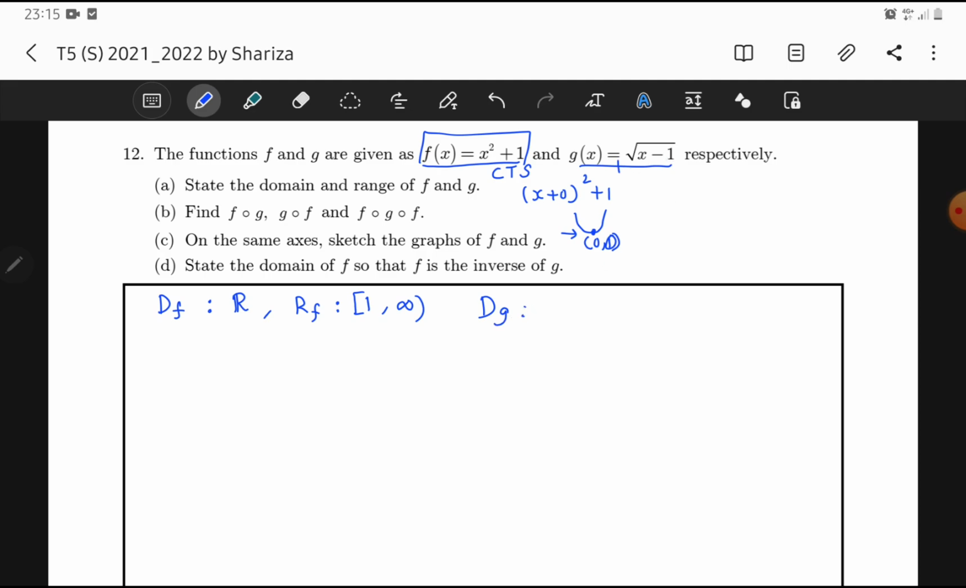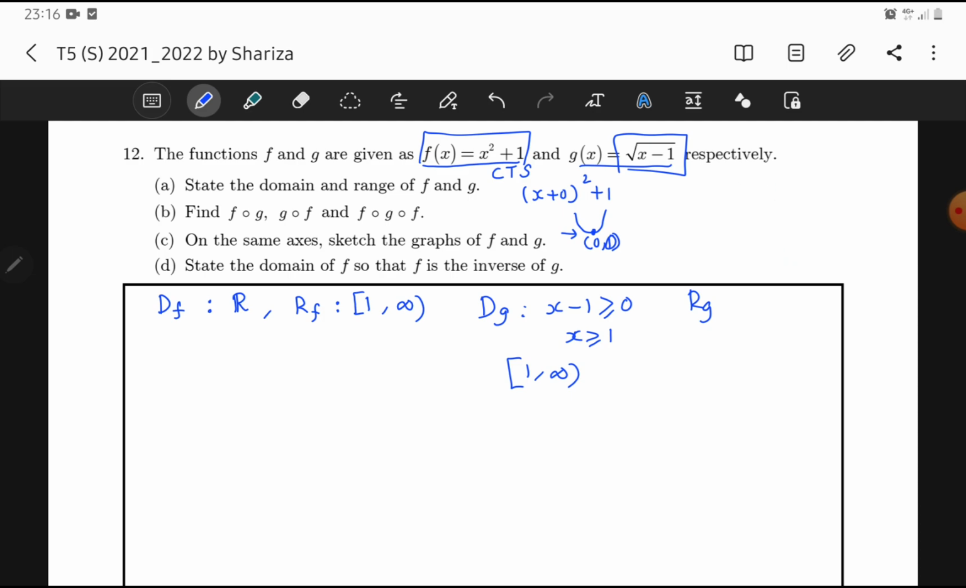Okay, g is a square root function and we know that the function inside the square root must be greater or equal to 0. Dia boleh ada equal 0 untuk square root. Yang tak boleh ada equal 0 tu untuk log. So x minus 1 greater or equal to 0, x greater or equal to 1. Ataupun saya boleh tulis 1 until infinity. 1 closed.